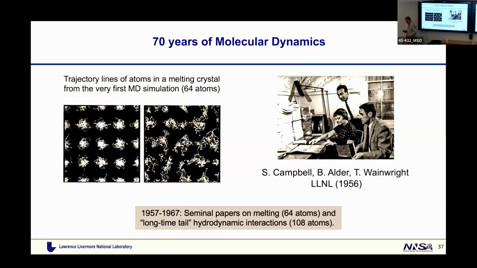And out of tiny simulations by any measure, in this period of time, I found something quite interesting. They watched the jiggles and wiggles all the time. From 64 atoms, they figured out the existence of the melting transition in two-dimensional hard disks. From 108 atoms, it's not 10 to the 8, it's 108 atoms, they actually figured out the long-tail hydrodynamic instabilities in fluid flows, right?